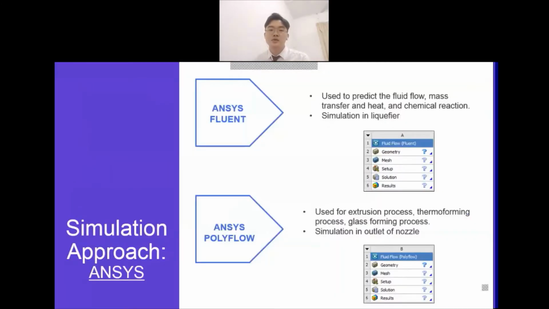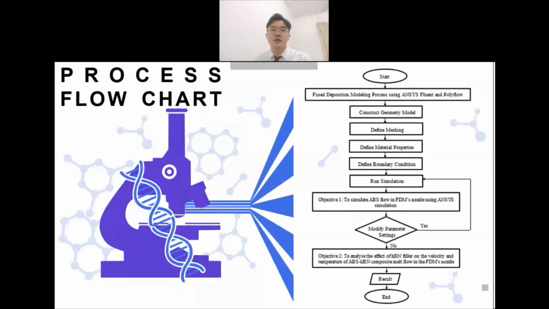The tools used in this project follow the simulation approach: ANSYS Fluent is used for the simulations in the liquefier, and ANSYS Polyflow is used for the simulations in the outlet of the nozzle. Both of these simulations are studied separately, in consideration of their successive correlation. This is because the feed material that undergoes phase transitions is subjected to complex thermal and fluid flows in FDM. Normally ANSYS Fluent is used to predict fluid flow, mass transfer, and heat and chemical reactions, and ANSYS Polyflow is normally used for the extrusion process, thermoforming process, and glass forming process. So this is the process flowchart of the entire project.